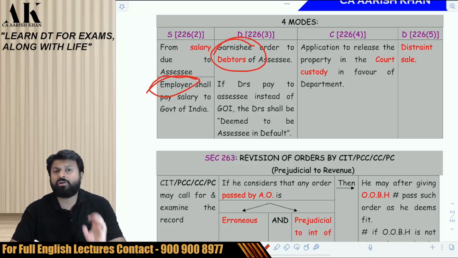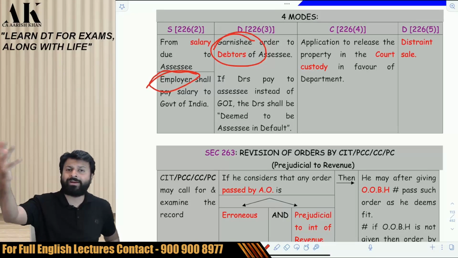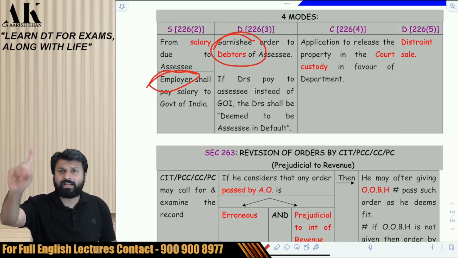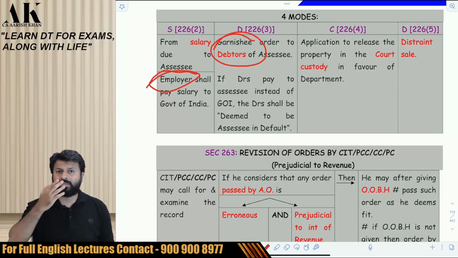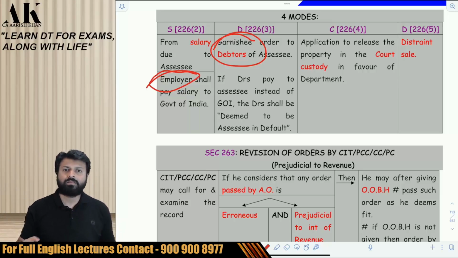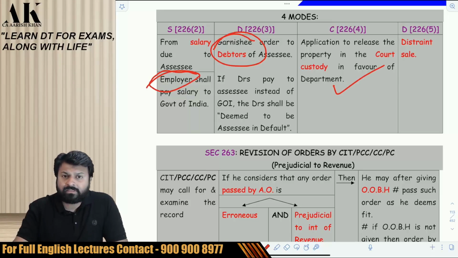He will issue a garnishee order to the debtor. It means he will issue orders to my debtors. That is known as a garnishee order. And the TRO will tell the debtor to pay the money to the government of India, not to the assessee. Not to your debtor, not to your seller, but to the assessee. Third, he can request the court. If the property of the assessee is in the custody of the court, the AO may request the court also to release the property. Okay.